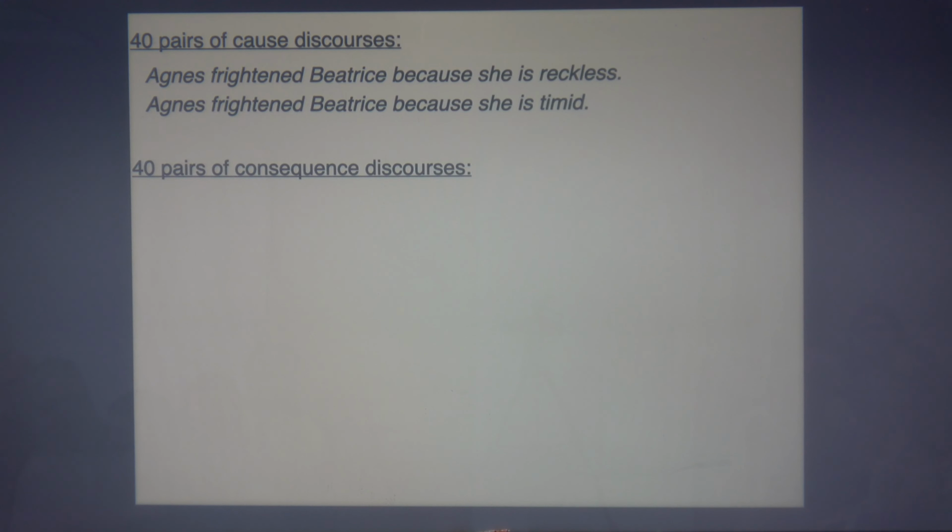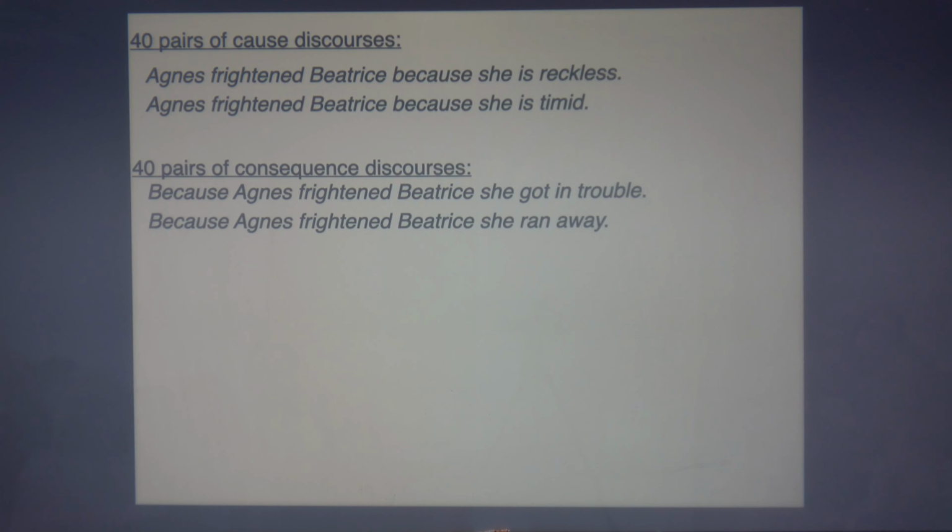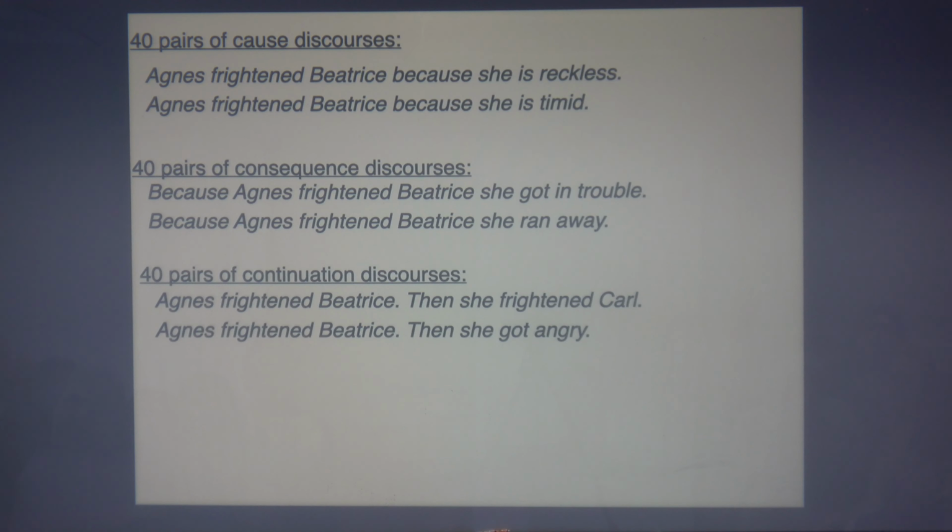We have discourses that are about consequences. Because Agnes frightened Beatrice, she got in trouble. Probably Agnes. Because Agnes frightened Beatrice, she ran away. Probably Beatrice. Or then there's just something happened and then something else happened. Call them continuation discourses. Agnes frightened Beatrice, then she frightened Carl. Agnes frightened Beatrice, then she got angry. You can come up with who you think the pronoun refers to there.